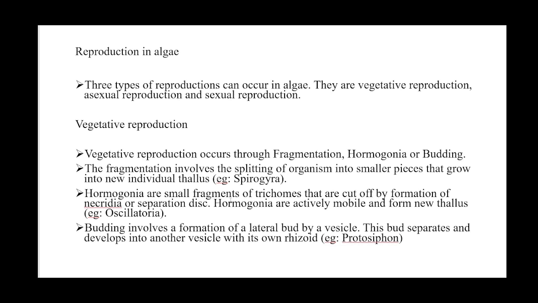Hormogonia are small fragments of trichomes that are cut off by the formation of necridia or separation discs. Hormogonia are actively mobile and form a new thallus. An example is Oscillatoria. Budding involves the formation of a lateral bud by a vesicle. This bud separates and develops into another vesicle with its own rhizoid. An example of such vegetative reproduction is Protosiphon.